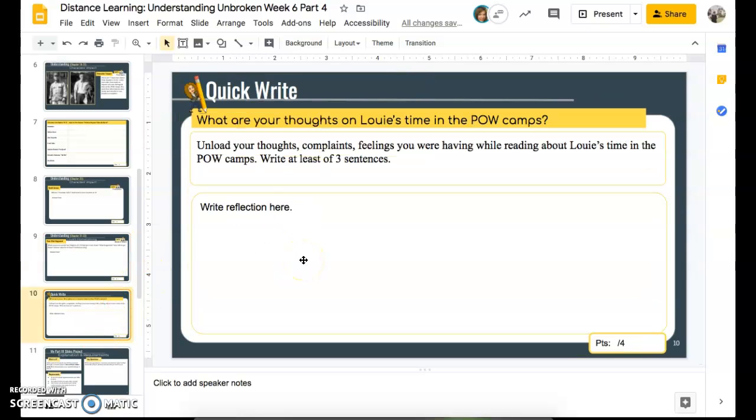All right, last but not least, you guys, we're going to do a quick write. So this is your chance just to unload all of your thoughts, your complaints, your feelings that you were having while you were reading about Louis' time in the POW camps. Okay, so what were your thoughts on Louis' time? Just write it all here. You need to have at least 3 sentences. Okay, so just anything you were feeling, put it here.